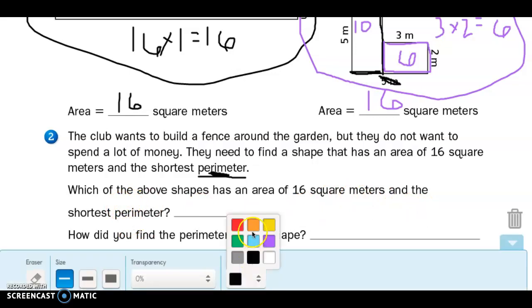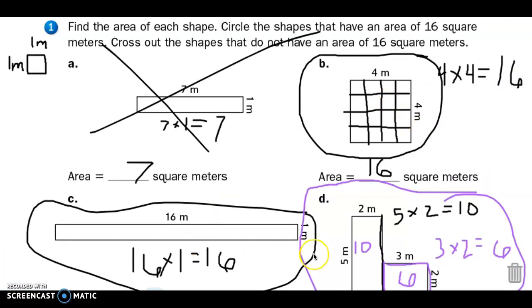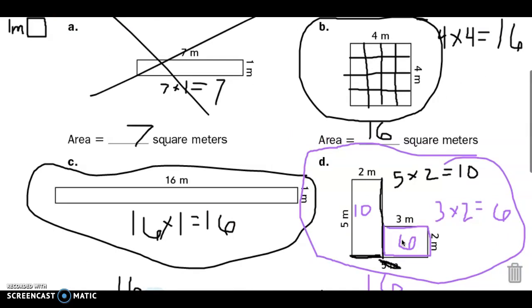Okay. Well, what do we know? We know that B, C, and D all have an area of 16 square meters, so they can all work. But we need to know which one's going to have the shortest perimeter. So just because they have the same area does not mean they have the same perimeter. How would I figure out the perimeter?